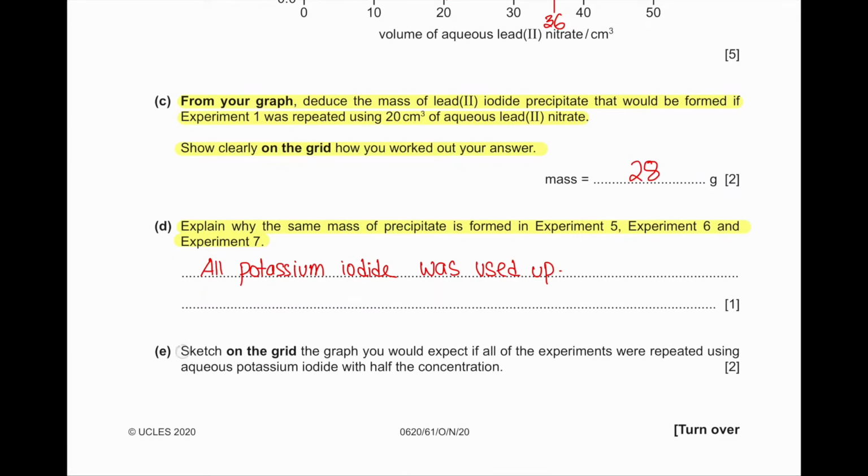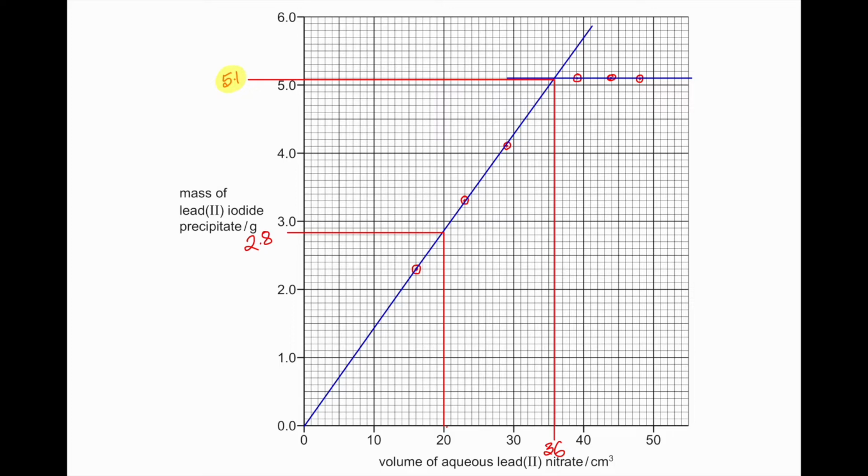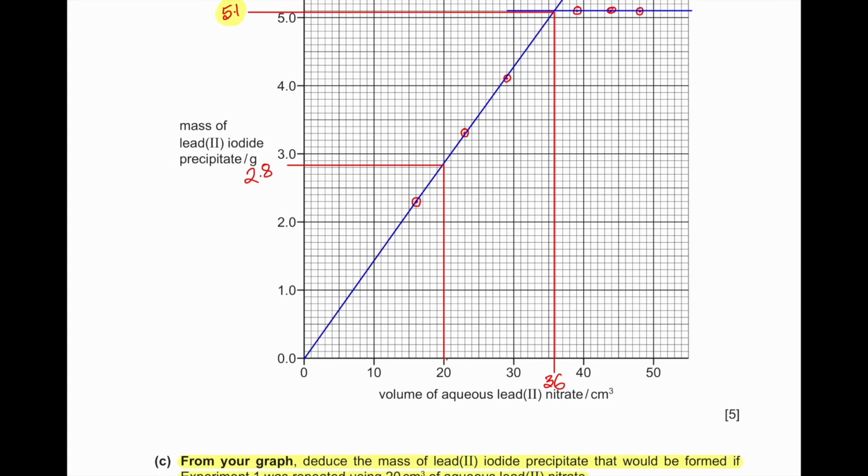Part E. Sketch on the grid the graph you would expect if all the experiments were repeated using aqueous potassium iodide with half the concentration. So whenever these kind of reactions are done with half the concentration, we have to understand first of all that the maximum amount of precipitate that we are going to get is going to be half of the original one, and then we are going to get precipitate until half the volume. So 5.1 divided by 2, the answer will be 2.55.